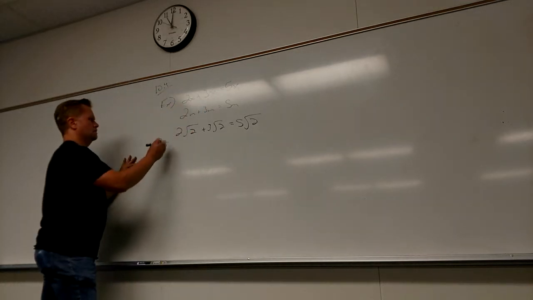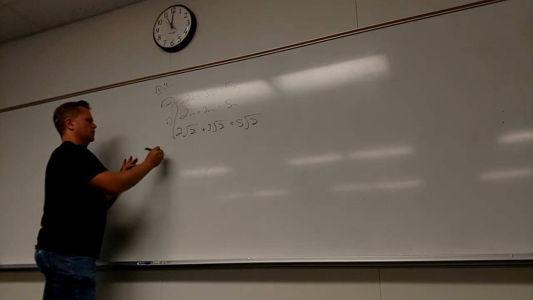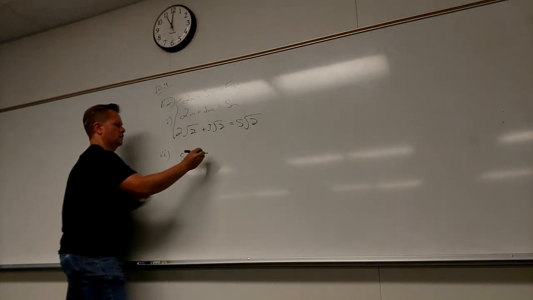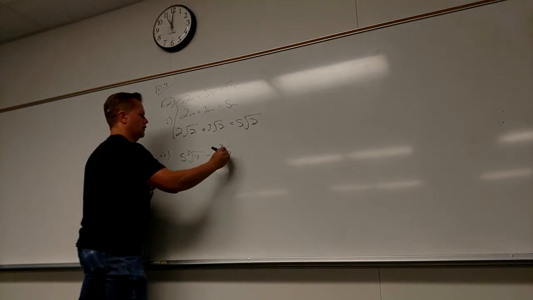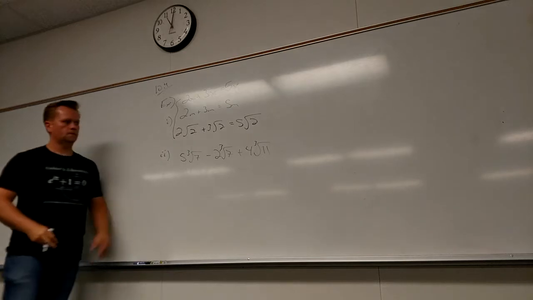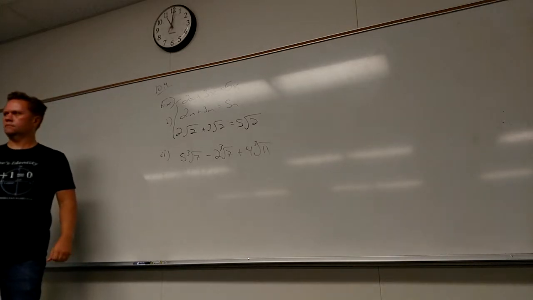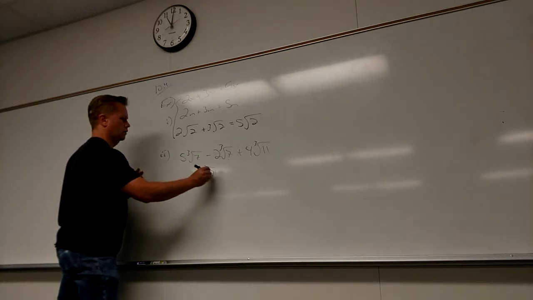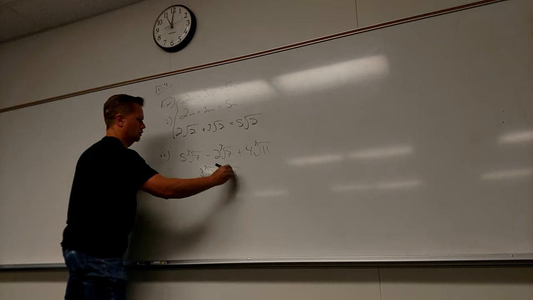That's example 1. Example 2. What if I had 5 cube root of 7 minus 2 cube root of 7 plus 4 cube root of 11? 3 cube root of 7. 5 of these minus 2 of these is 3. Plus 4 cube root of 11.